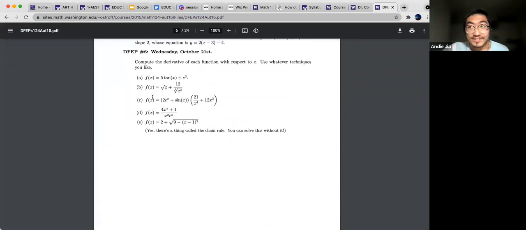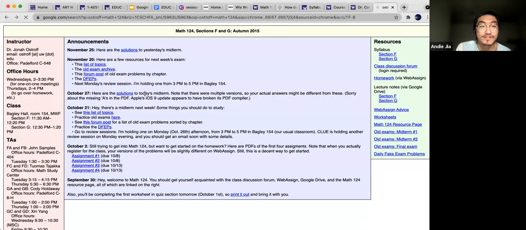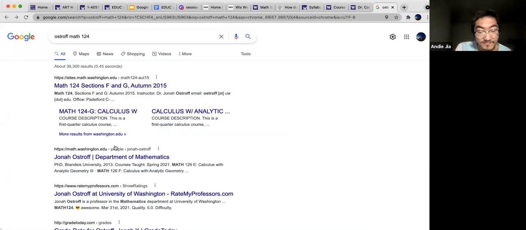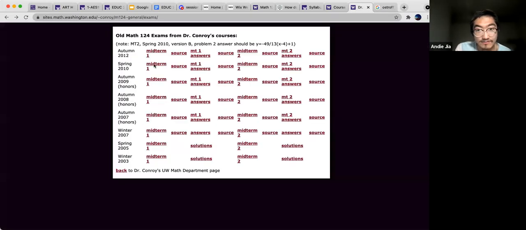Okay, here's just the derivatives of the function. There are no chain rules here. A, B, C, D, E. So this already put the file on there. So we will just try another exam problem, because I don't have the exam from Ostrov. So I will get back to the other exam archive here.